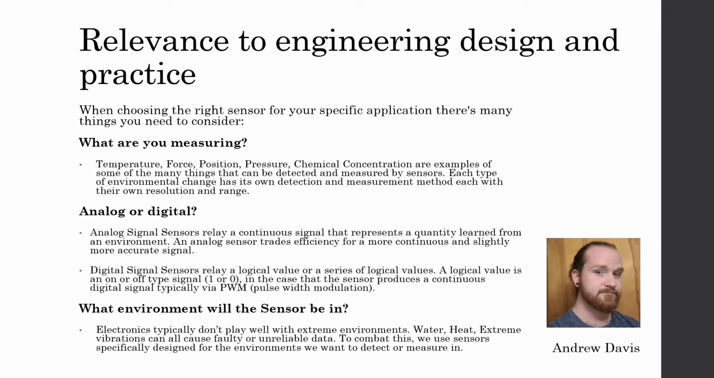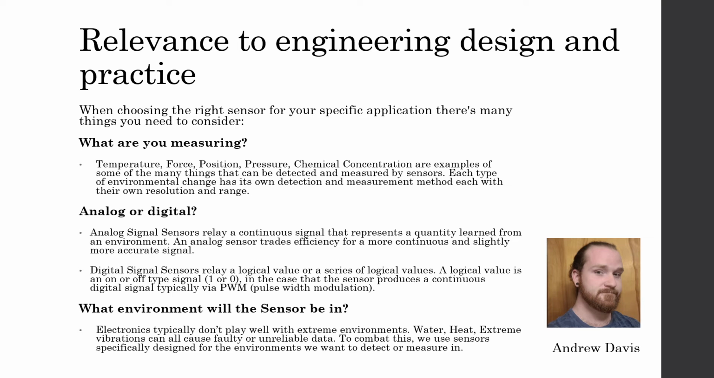Analog sensors relay a continuous signal that represents a quantity learned from an environment. An analog sensor trades its efficiency for a more continuous and slightly more accurate signal, whereas digital sensors relay a logical value or a series of logical values. A logical value is basically an on or off type signal. So we are limited in our resolution by how fast a digital sensor can update.